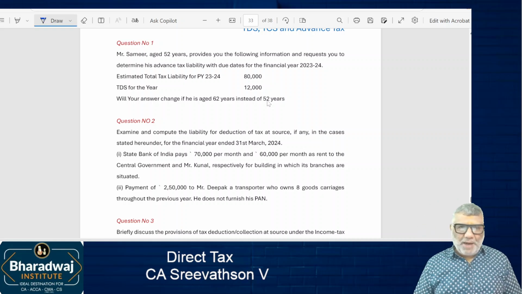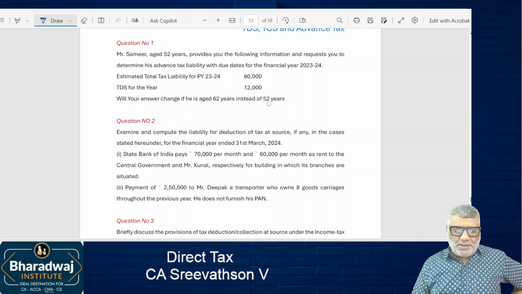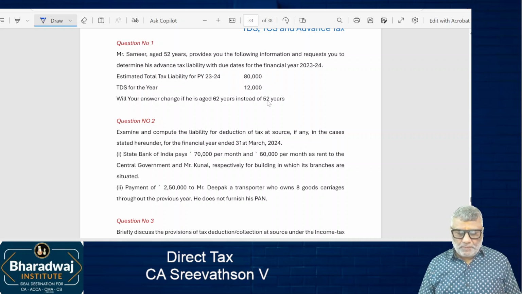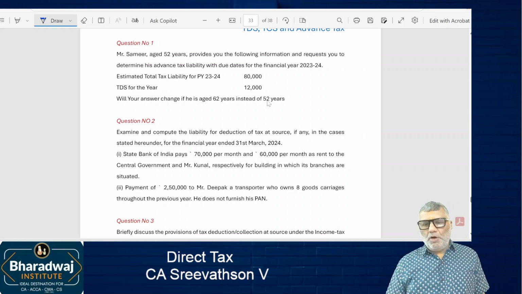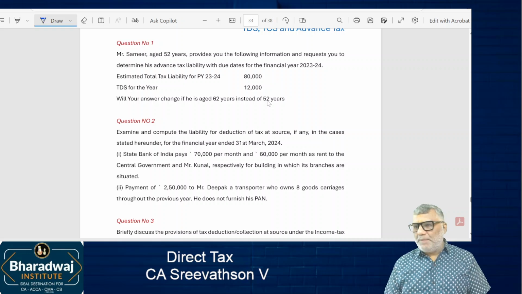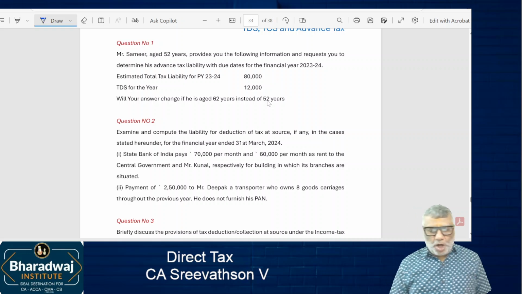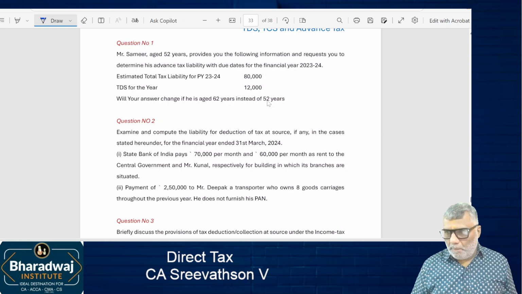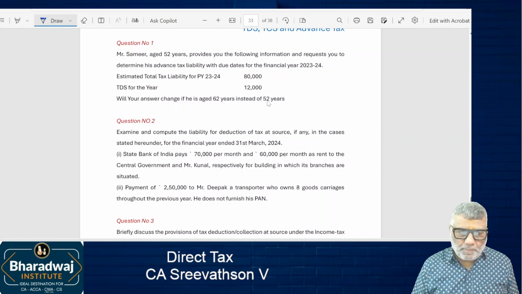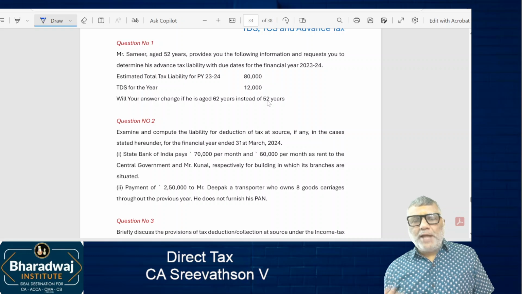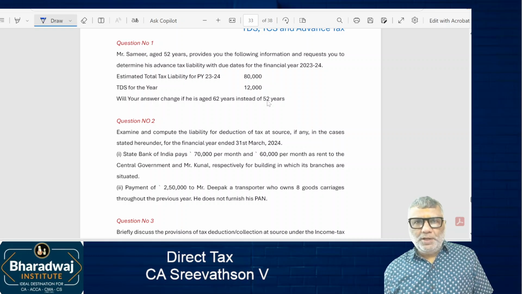Can you mark it there itself? For government, no TDS. For Kunal, 194I, 10%. In examination, you should write that it has exceeded the threshold. 194I has a 2,40,000 threshold. Here it is 60,000 per month, which means 7,20,000. So 10%.